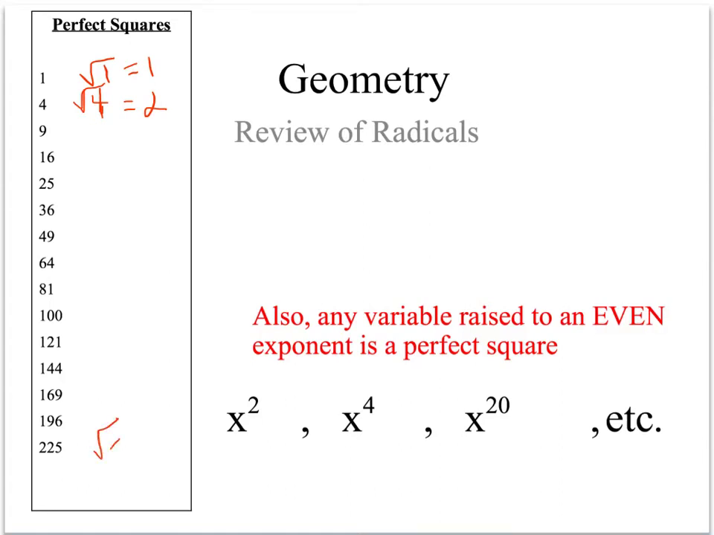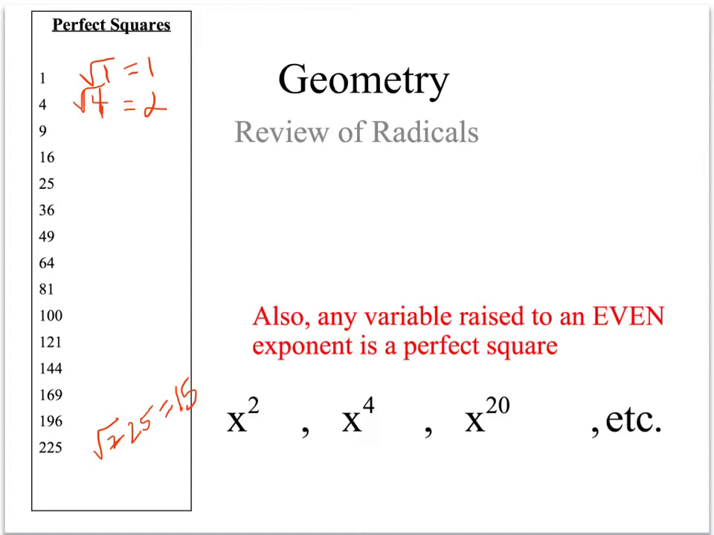The square root of 225 is 15. Most commonly used are 121, 144. We don't see 169, 196, 225 a whole lot, but you should know up to 225. Those are all perfect squares.